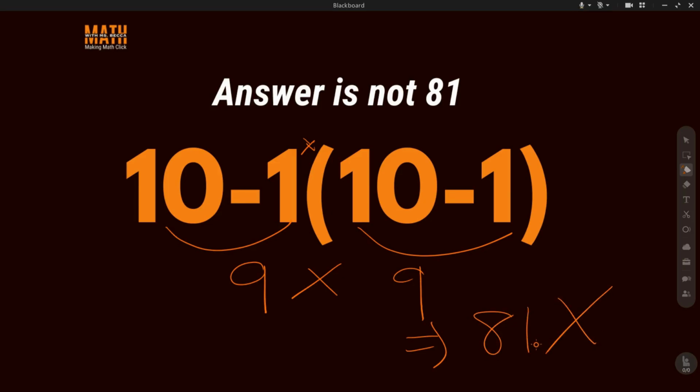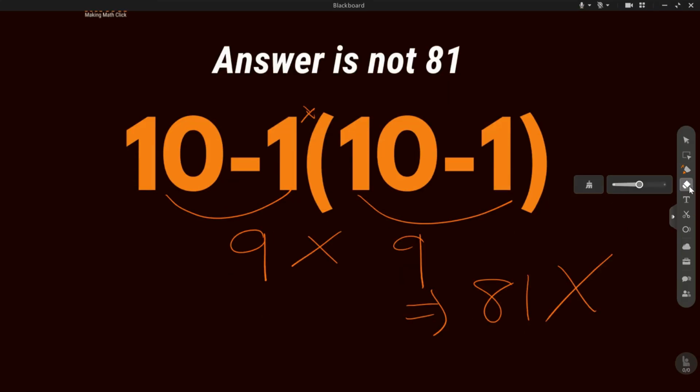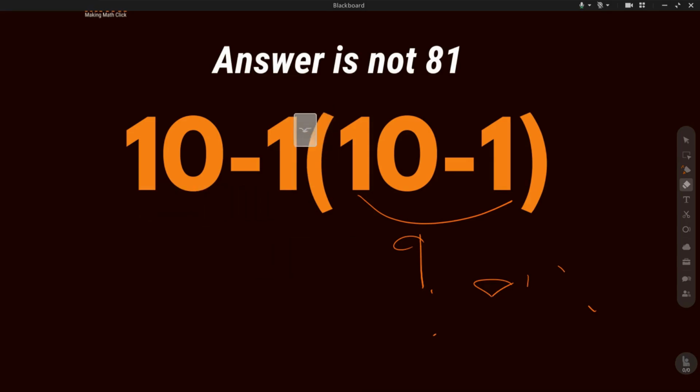The answer is not 81. By now, you should know that. And if you don't know that, then I will tell you why the answer is not 81. So you don't just solve it this way, you have to follow the order of operation. And what is the order of operation?